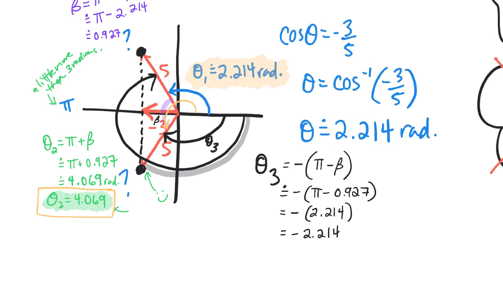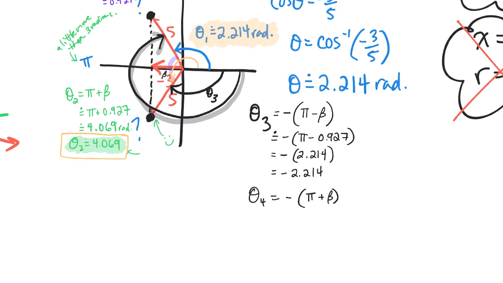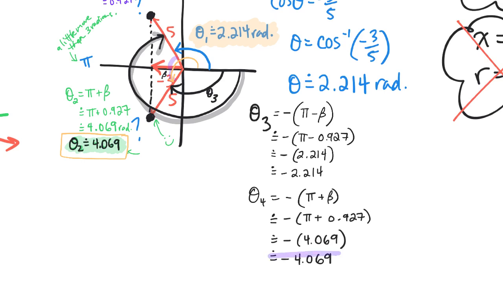Now the next thing is to look at theta 4. So that's this one that goes all the way back here to this terminal arm over here. That's our theta 4 that we're interested in. So theta 4, we can see, is going all the way in the negative direction to pi, and then going a little further by that related acute angle. So we calculate that, and we can see that theta 4 is negative 4.069 radians. So now we have all 4 of our answers. We have theta 1 was 2.214 radians, theta 2 was 4.069 radians, theta 3 was negative 2.214 radians, and theta 4 was negative 4.069 radians.